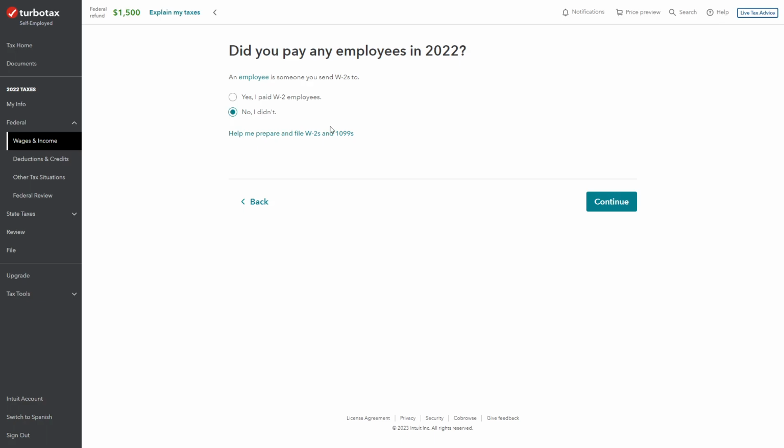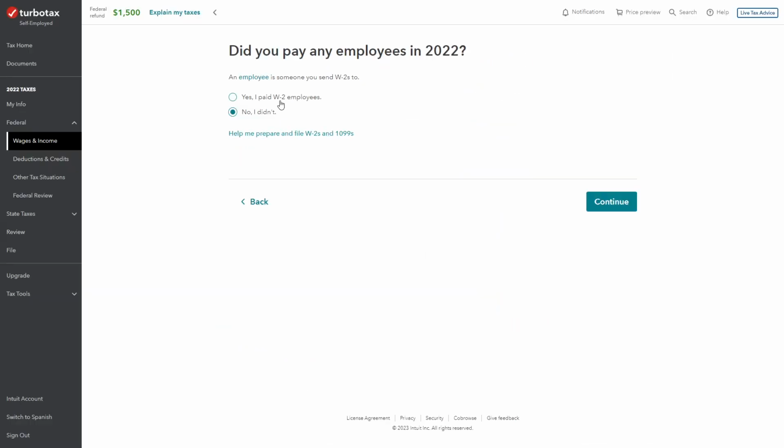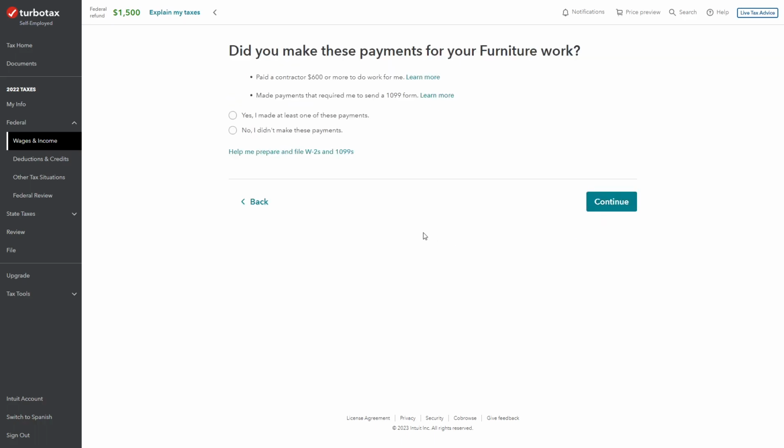No, right? If we look at John's financial statements here for the business, you can see the expenses. We've got some advertising costs, contract labor, insurance, legal fees, office expenses, rent, taxes, and licenses. So no employee wages there. That's because John just started this business. He's doing everything himself, so no employees yet. Ideally, John certainly wants to hire employees in the future, but he's got to build up the business a bit and get some more sales.